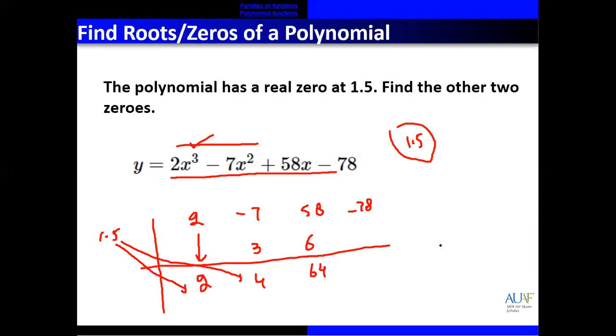Okay, in synthetic division, I will tell you one thing: when one factor or root is given and you solve with this method, for example with 2, minus 7, 58, and minus 78, you will receive the same number here, like 78, and the remainder will be 0. The last number must be 0. I don't know what the problem is here. We did some mistakes, or I don't know.